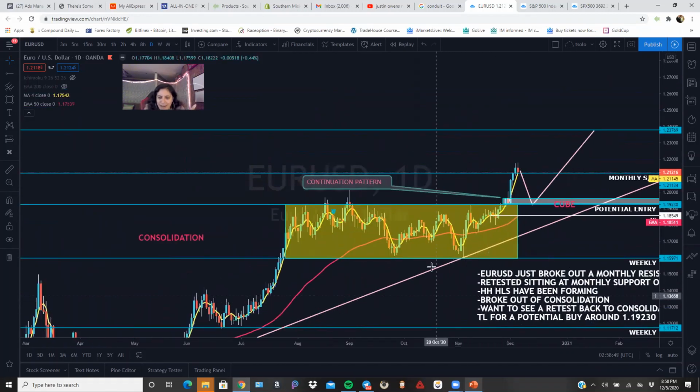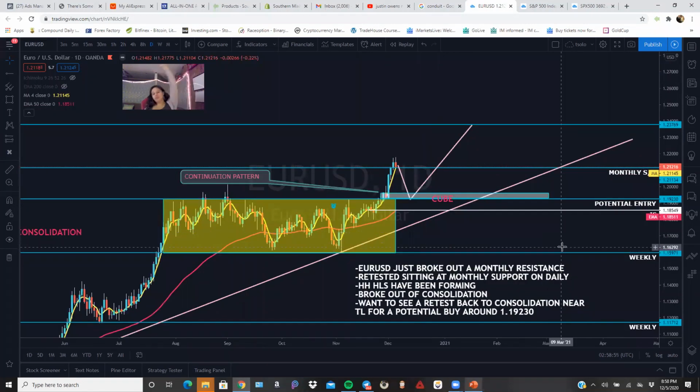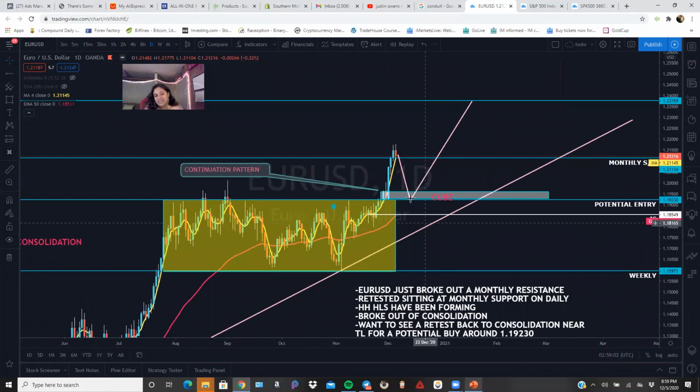Look at that. The 50 and the 4 cross on the way up. Man, this is even more beautiful now. This is even more beautiful. Why? Because now I see a retest down to this one where I put IC.